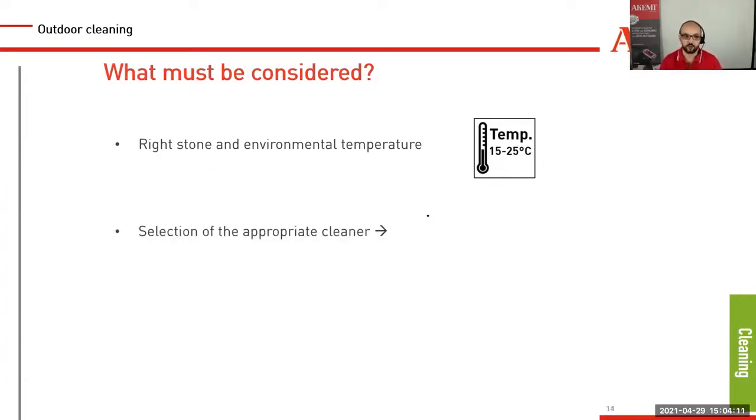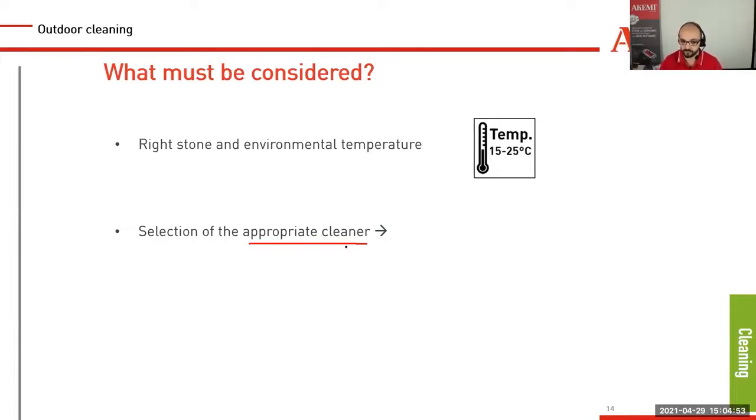So we now have the right stone and environmental temperature, and now we need to select the appropriate cleaner for our stains. Here it's important to know what kind of stains I have on the stone and which stone I am going to clean. So know your stone as well. If you have a limestone, for example, you should use only alkaline or neutral cleaners and not acidic ones, because acidic cleaners might etch your stone and ruin your surface. That's why you should always pay attention not only to what you use for cleaning, but also to what you are cleaning.